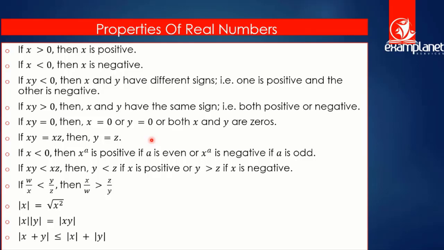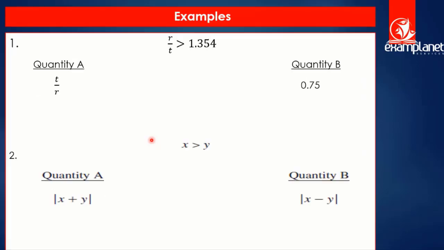Okay, now let's check out some standard examples here and see how we apply some of these points to answer our questions. Okay, now question 1, quickly. It says R over T is greater than 1.354. Now quantity A, T over R, quantity B, 0.75. Okay, so here, what can you notice? R over T. Now quantity A is saying T over R. So they are just giving you a fraction and they want you to do the reciprocal.